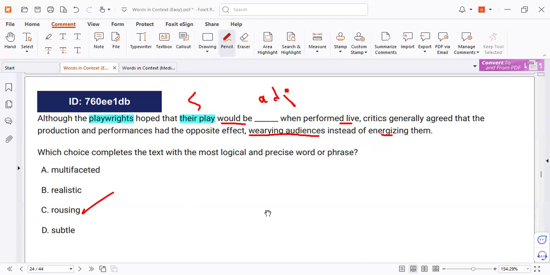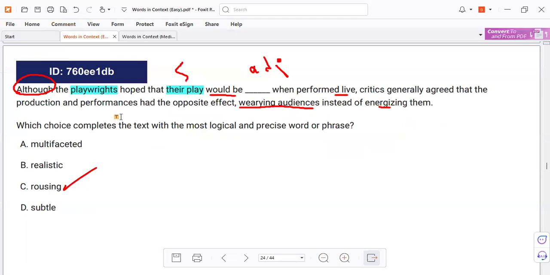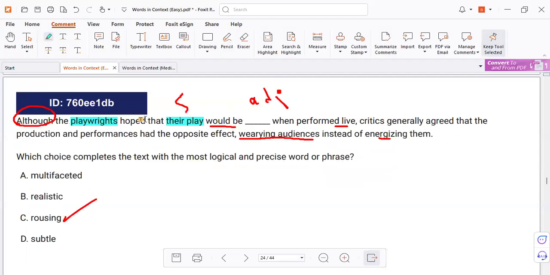Yes. And what does rousing mean? It means exciting or energizing. Because he said although, it means we need something opposite to the answer. To catch it? Yes. That is the problem. He said here instead of energizing. So what is the opposite of energizing?